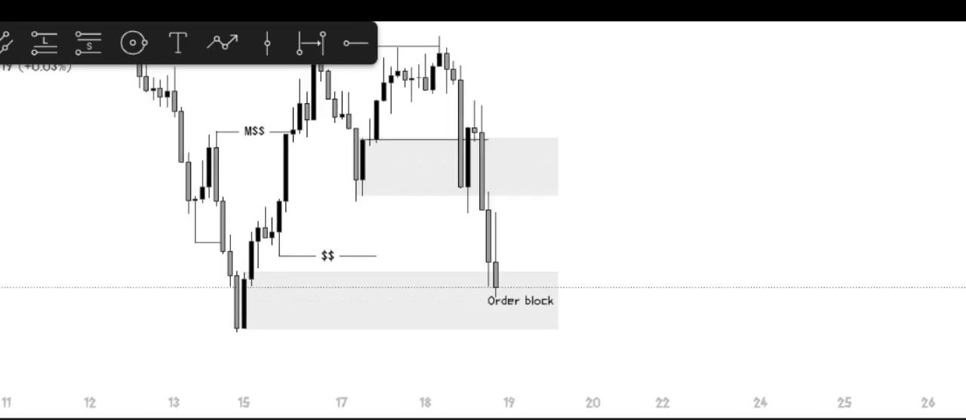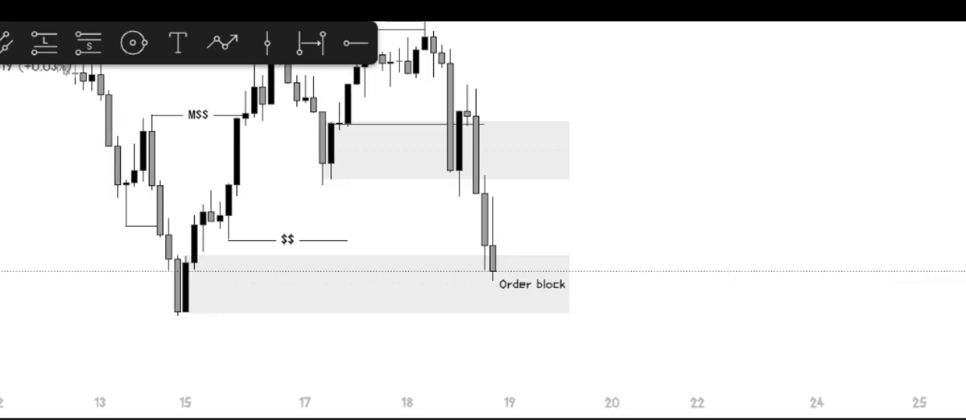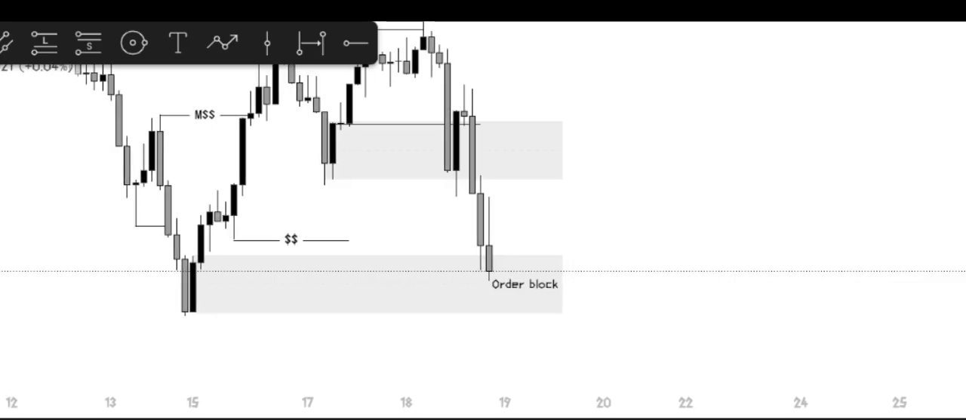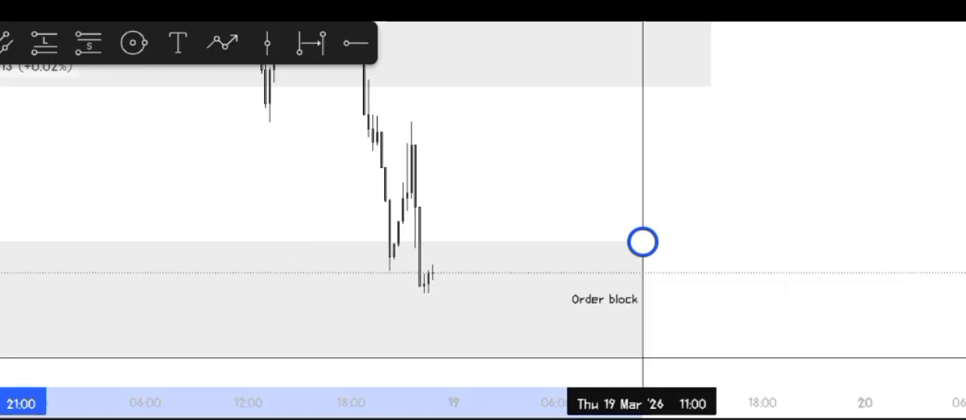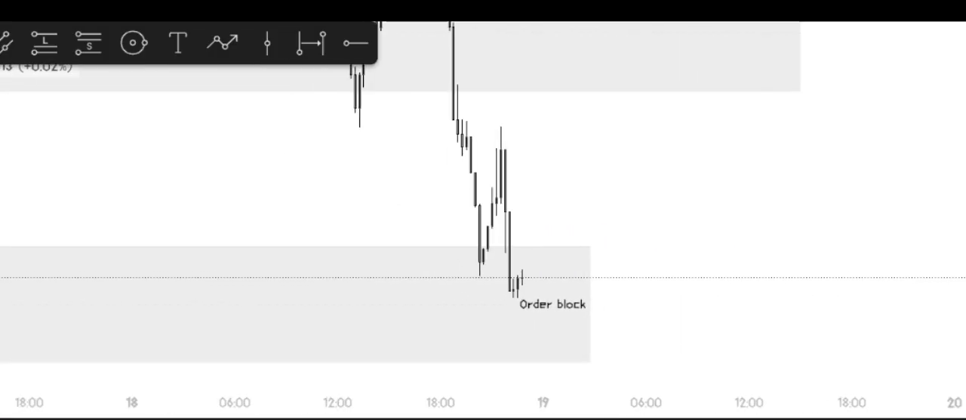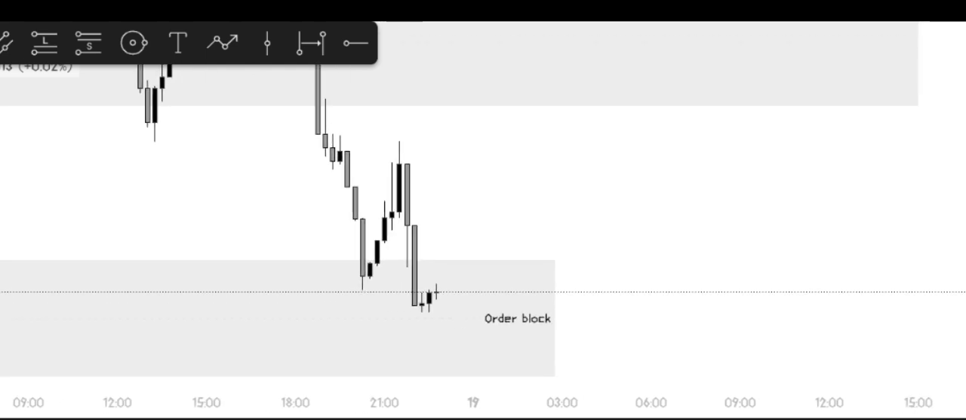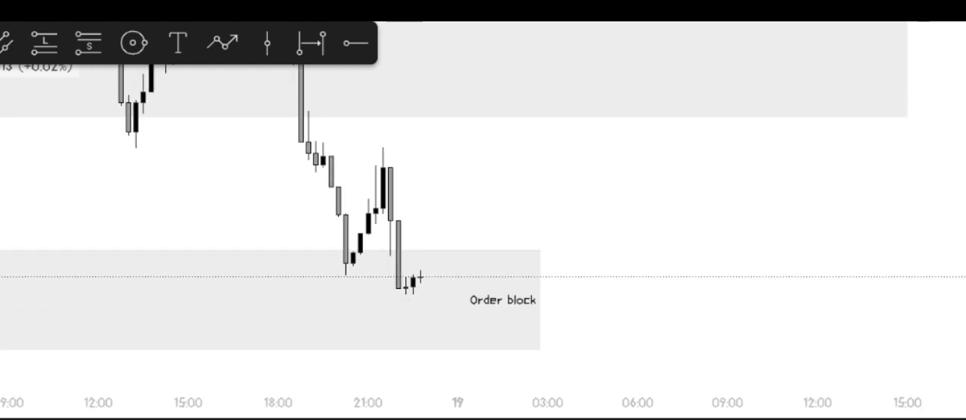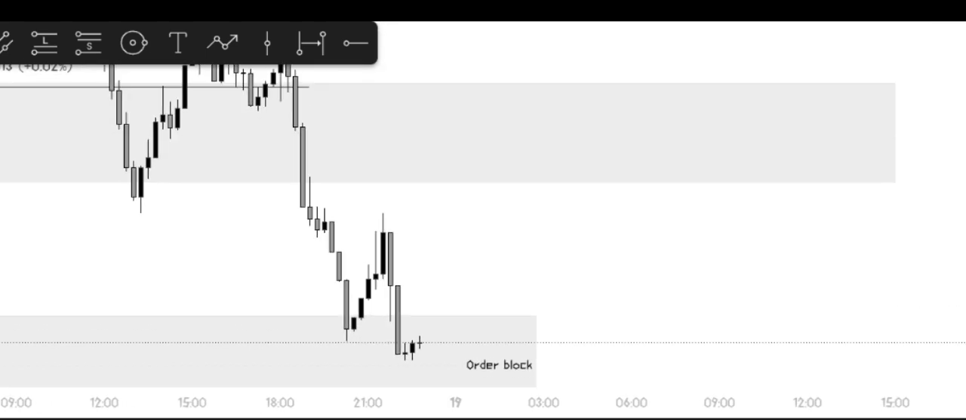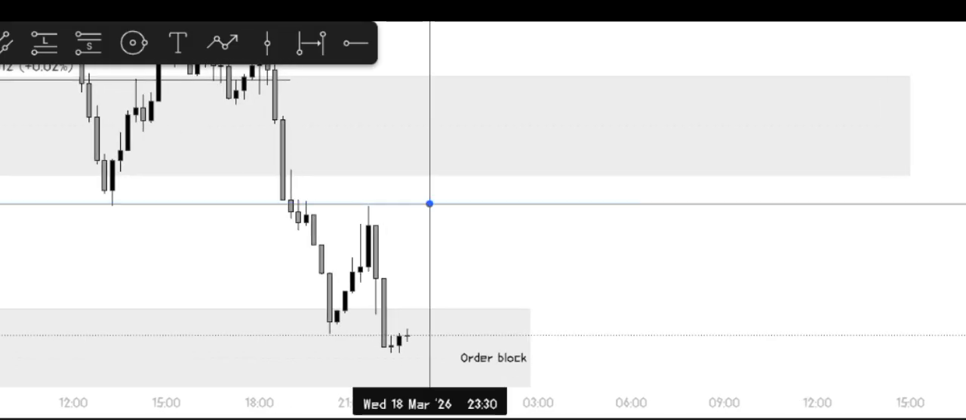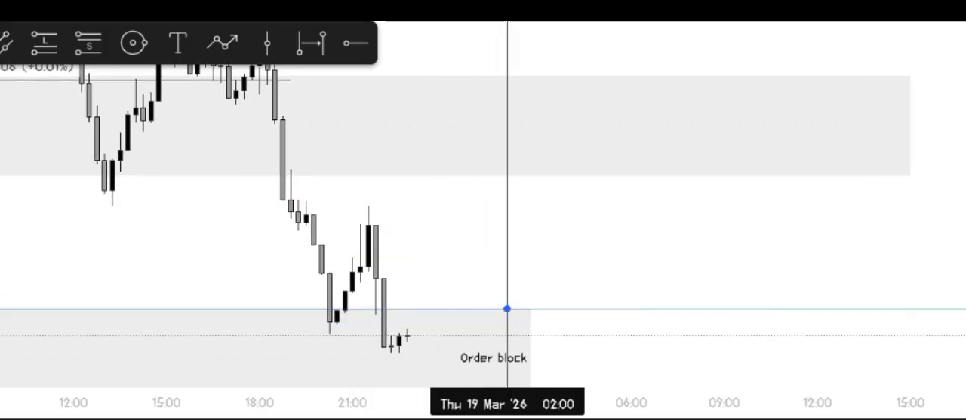Okay, so what can we see? We see price has come into our order block. We should be going to the 15 minutes time frame to look for our entry model. Okay, so on the 15 minutes time frame, what is the next step? You all know the next step already, but just for the sake of the video and for newbies that are here, let me teach you my best entry model just for free.